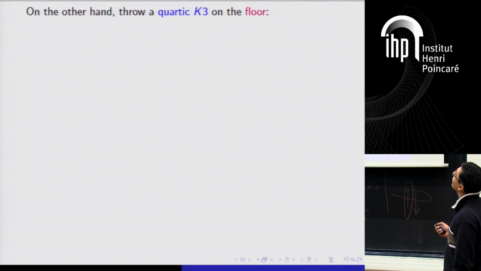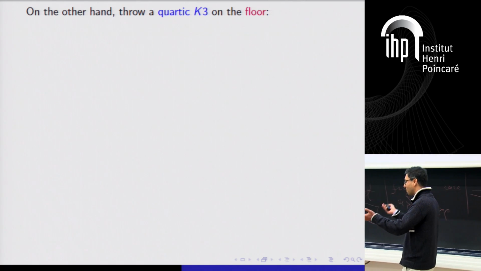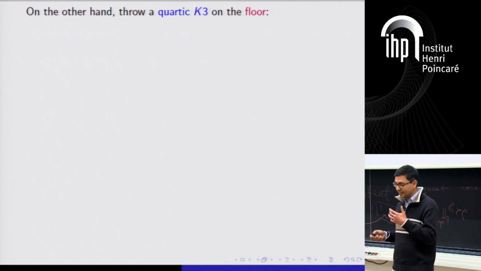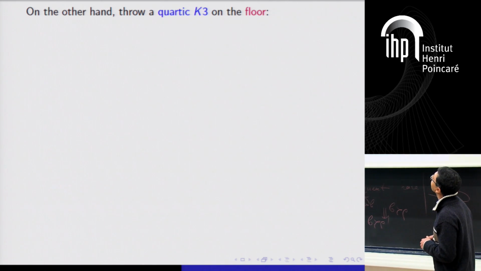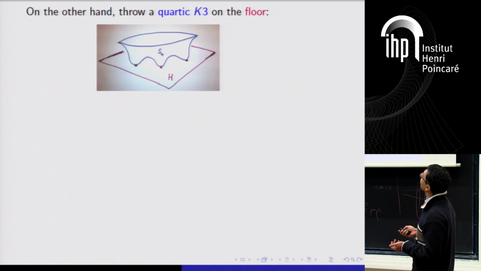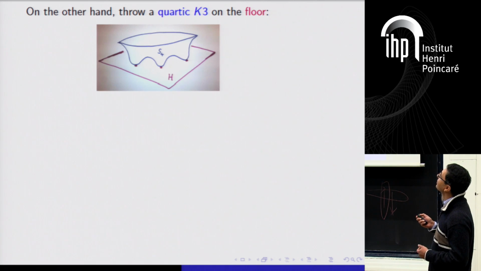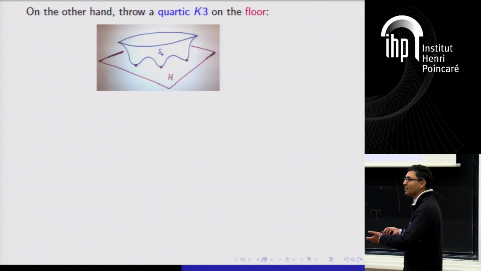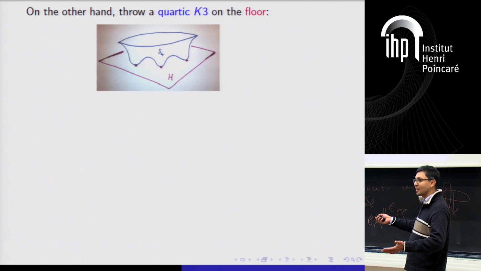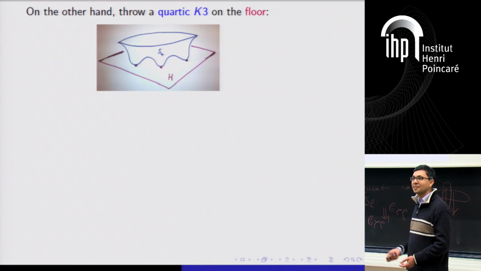OK, so on the other hand, let's think about the problem again. This is a really concrete problem. We have this quartic equation. Can I find a rational curve on it? And so I can take this quartic equation, and I throw it on the floor. What happens then? There. I take the quartic and I threw it on the floor. This H is the floor. It's a plane. If you take a surface and throw it on the floor, what happens? Well, it lands in some points. And in fact, it lands in 3 tangent points, because that's what happens when you throw things on the floor.